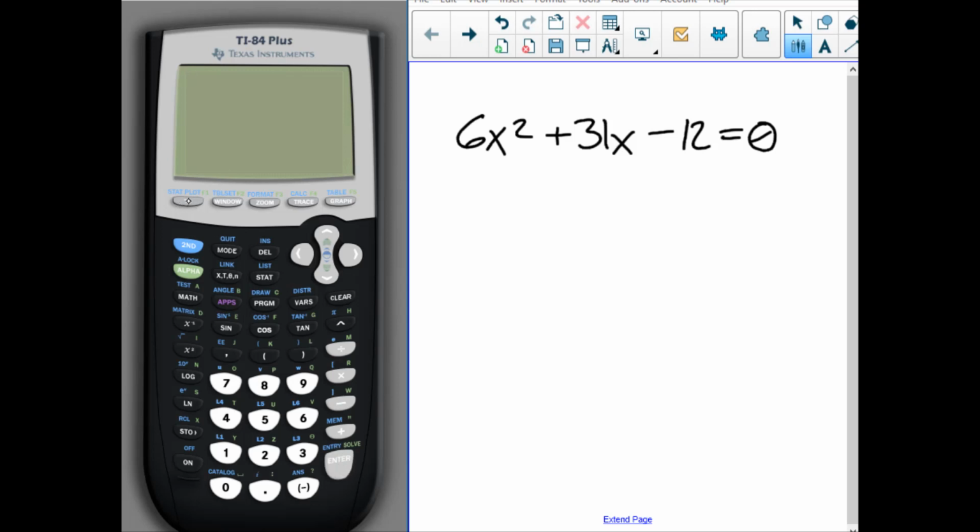So since we already have the quadratic equation, I'm going to go to y equals and plug in y is equal to this quadratic expression. If we go 6x, hit squared, then add 31x, and then subtract 12, we can hit enter if we wanted. It'll tabulate all that in there.